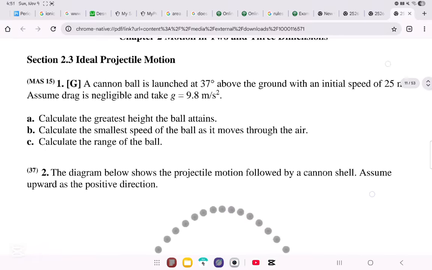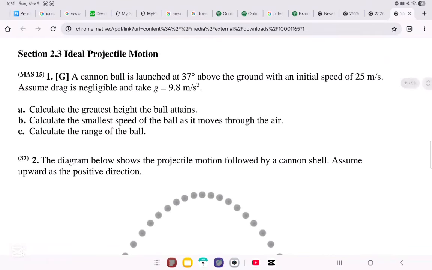Question 1, part A. A cannonball is launched at 37 degrees, this is theta, above the ground with an initial speed v0 of 25 meters per second, and assume drag is negligible, meaning no friction, no air resistance, and g is 9.8 meters per second squared. Calculate the greatest height. What's the greatest height? H max. So we need to find the greatest height, H max.